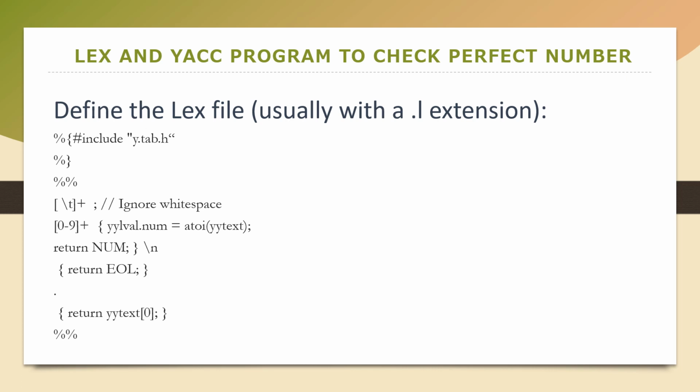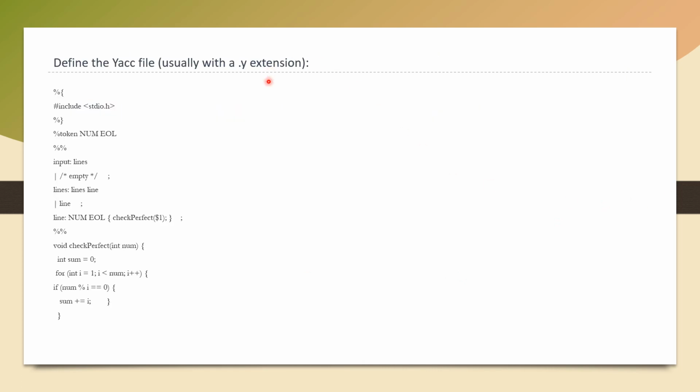This is a program to print the perfect number, to check whether a number is perfect or not. This is a Lex part. Usually the Lex part is written with the extension .l. This includes the header, rule section, definition section, and so on. This is a Yacc part. It is usually represented by .y.